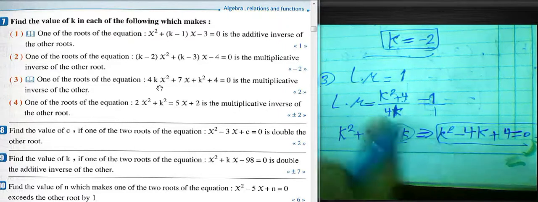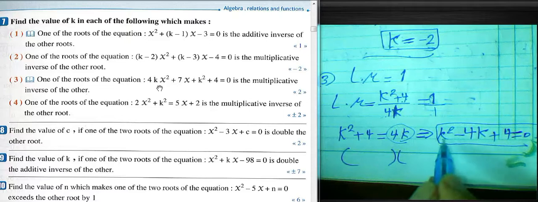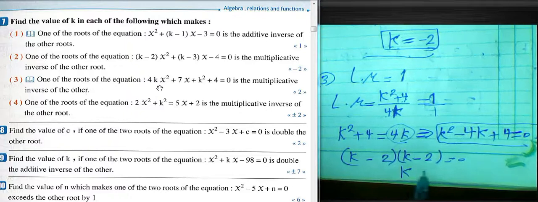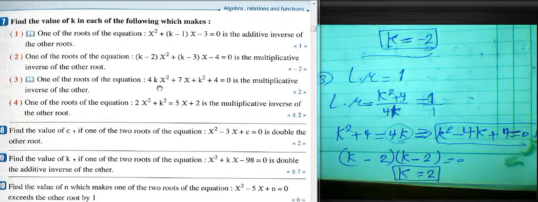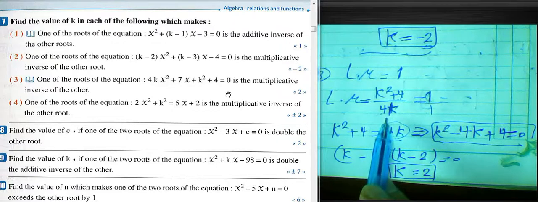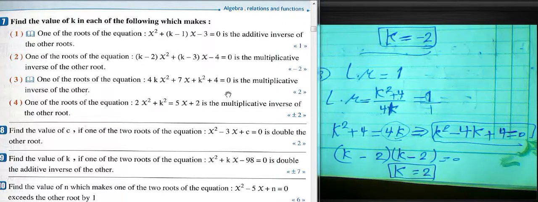Okay, you know the steps of the solution. We can find the factorization of this equation: k power 2 subtract 4k plus 4 equals 0. K and k, 2 multiply 2, and negative multiply negative, equals 0. So k will be 2. Okay, do you understand it? So you must know the rule about the equation. We solved it by this key word, multiplicative inverse. Multiplicative inverse means L multiply M equals 1, and L multiply M equals the constant divided by the coefficient of x power 2, which equals 1, because one root is the multiplicative inverse of the other.